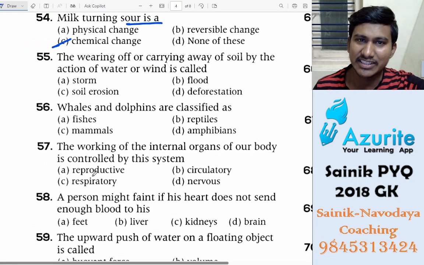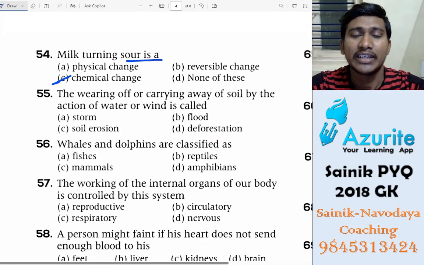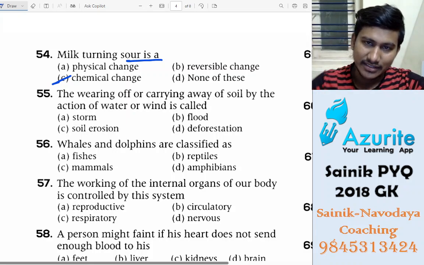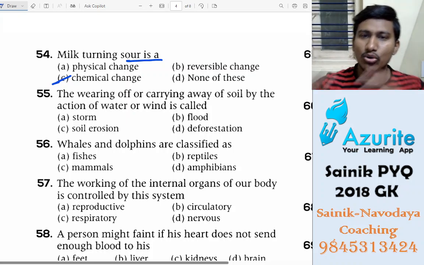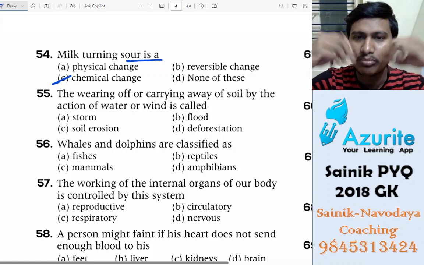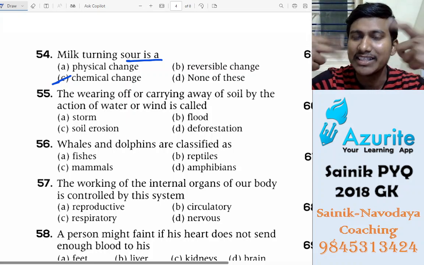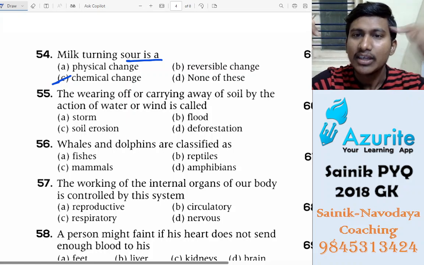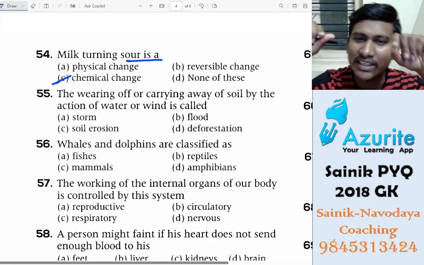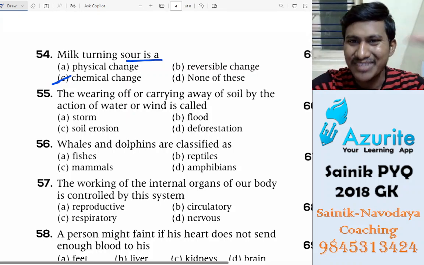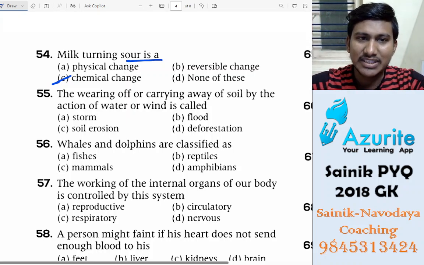There are different changes given in the options, right? So let us see one by one. Physical change means something physically changes. If you take a balloon and blow it, it will become bigger, and if you remove the air, it will become smaller, right? That is a physical change. Now, if you press your finger it becomes smaller, and if you release, it becomes larger. That is also a physical change, applying pressure.